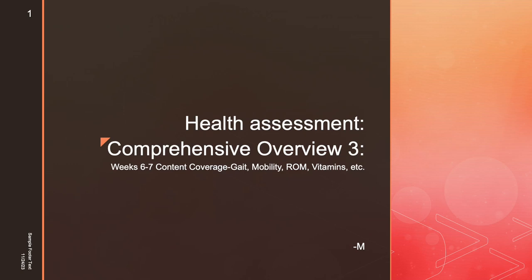All right, friends, we've got health assessment, comprehensive overview number three. This is going to cover week six and seven. There's a lot of topics. We're talking about cardiac. We're talking more about some cranial nerves. We're talking about musculoskeletal. We're talking about nutrition. We're going a little bit over everywhere. And it's going to be okay because we're all going to get through it. So take a deep breath. We're going to walk down memory lane.